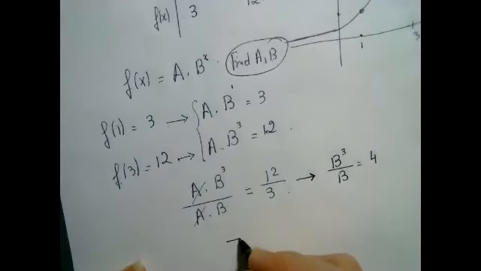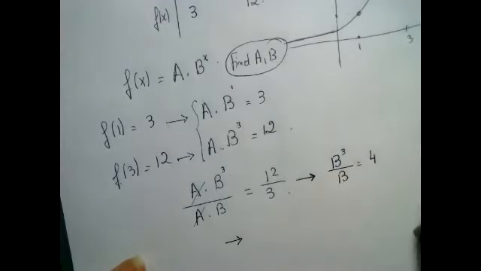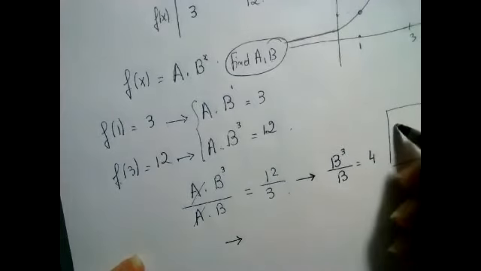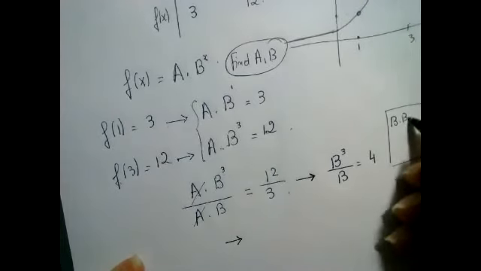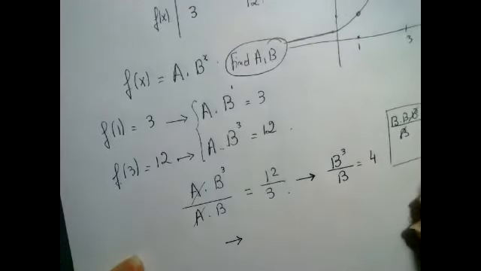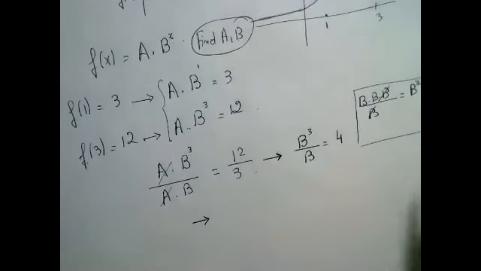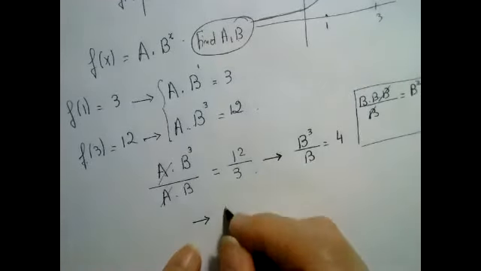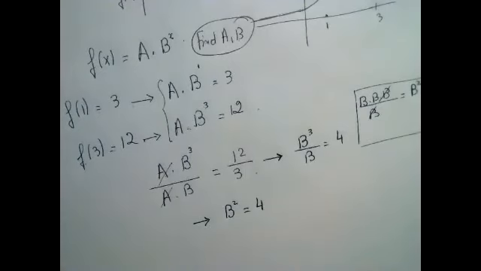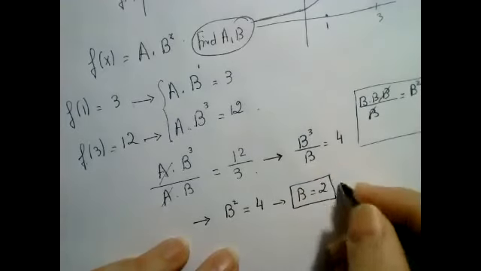And now this is the question. b to the 3 over b is what? What's b to the 3? It's b times b times b over b. So b to the 3 over b is actually b squared. So it's going to give me that b squared is equal to 4. And now if b squared is equal to 4, my b is equal to 2. And I will get the b.